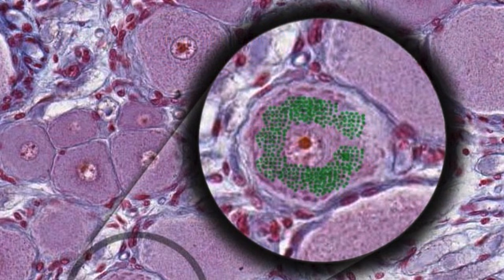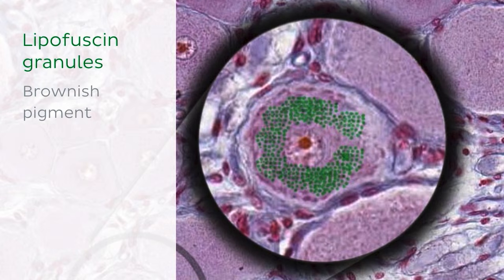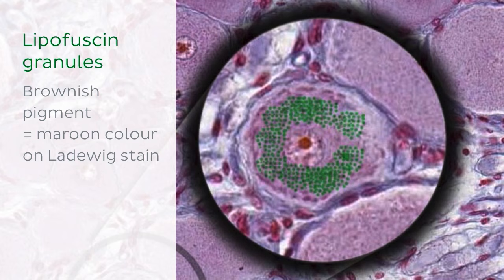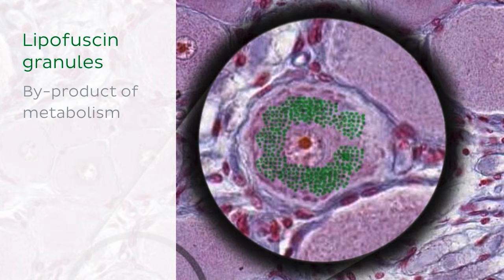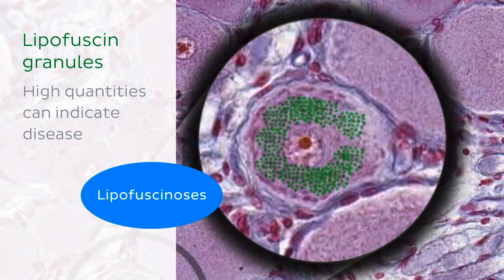One component which can be seen on this slide is the presence of lipofuscin granules, and these are a brownish pigment which stains to show this sort of maroon colour on Leydig stain, as in the image here. And lipofuscin is formed as a byproduct of metabolism and accumulates as the cell ages. Abnormally high quantities can indicate disease, so this group of diseases are known as lipofuscinosis. Lipofuscin granules are also formed in other cells with high metabolic turnover, such as cardiac and endocrine cells.